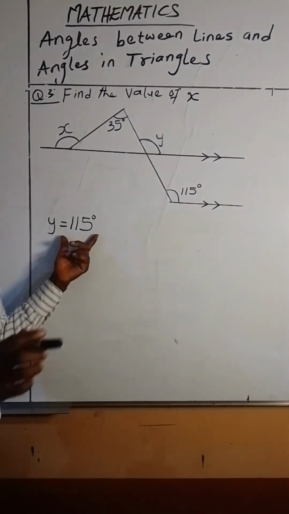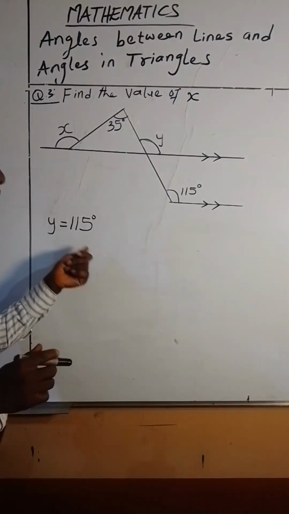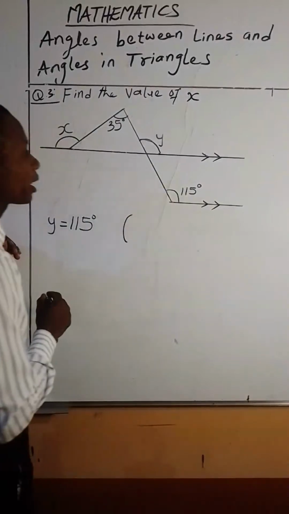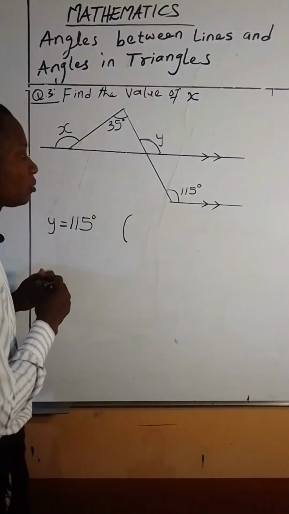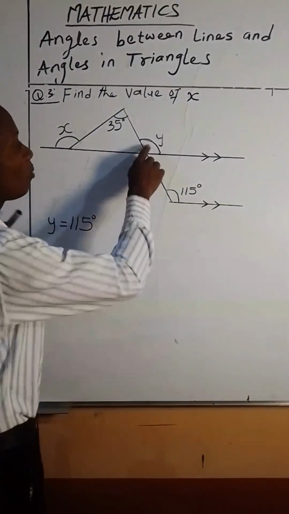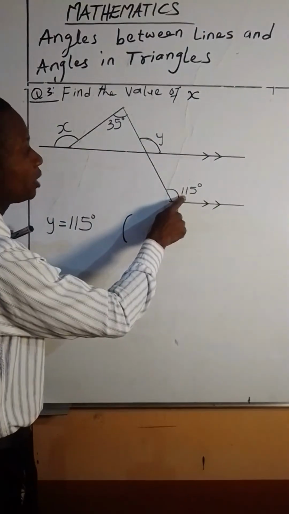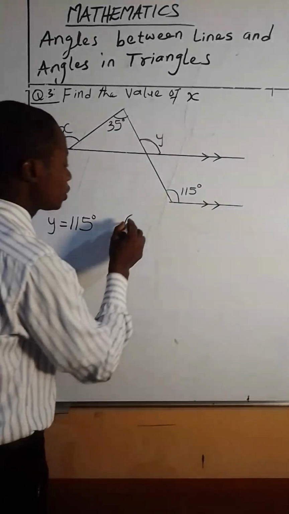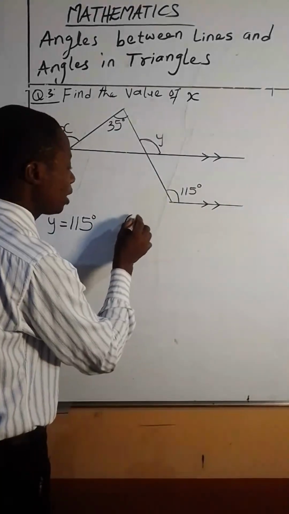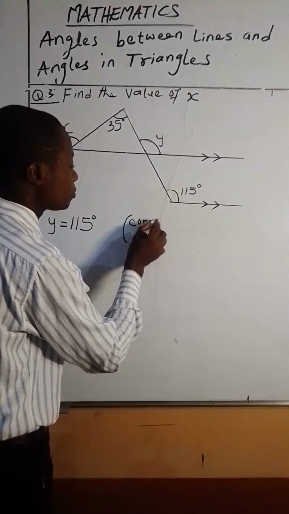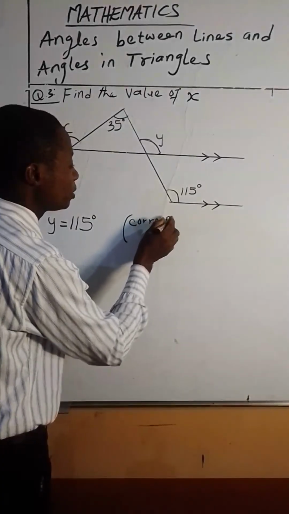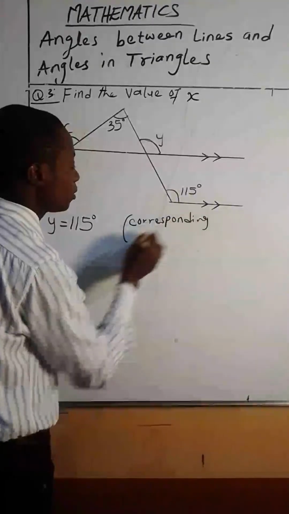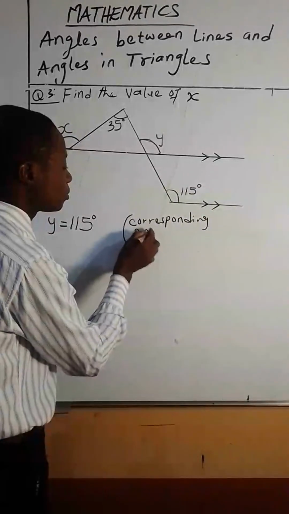But the question is, what is the reason for this? That is where you open a bracket and write corresponding angles. Y is corresponding to this, so this position here is corresponding to this position. Corresponding angles are equal. You write corresponding angles. We call it corresponding angles. Don't forget.